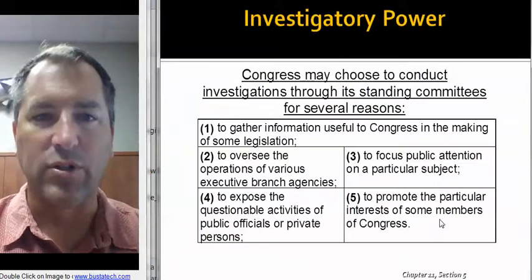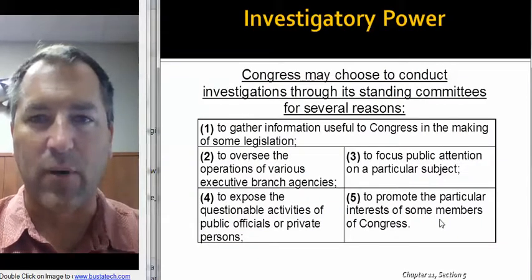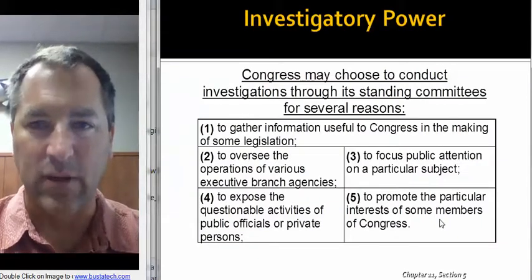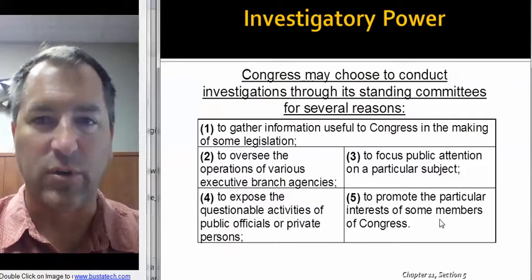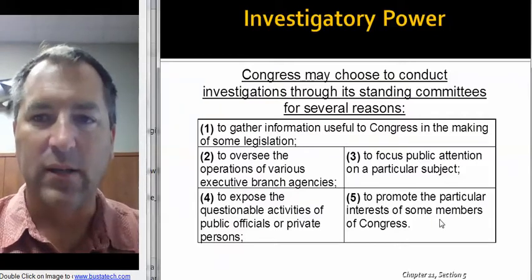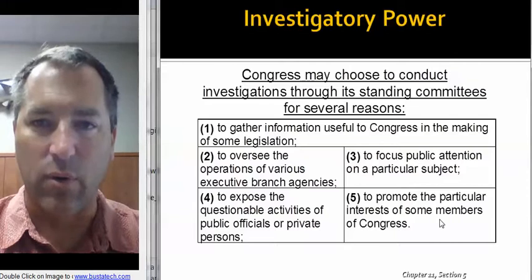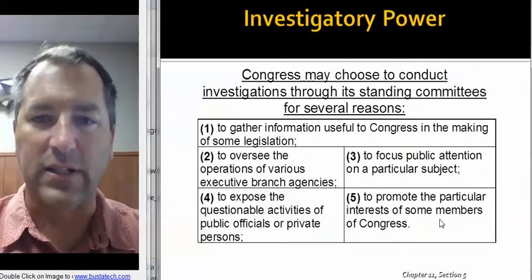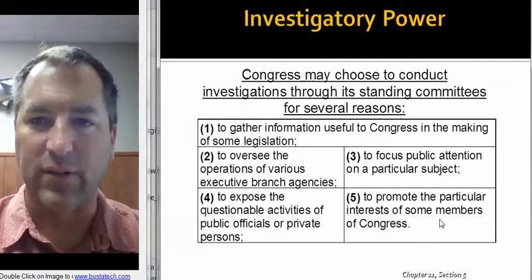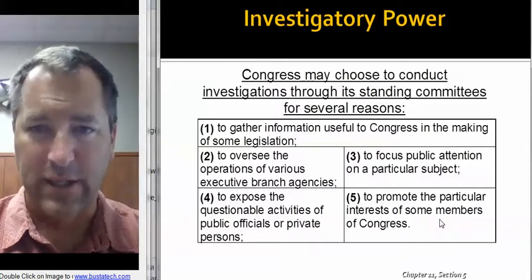One of the more interesting powers they have is investigatory power. Congress can investigate anybody, even the president, as you saw with Gerald Ford. They called him before a congressional committee to testify under oath about pardoning Nixon. So Congress can call in anybody to investigate, to call attention to military leaders, civilian leaders, business leaders, any sports figures. Congress can investigate anything to call attention to that.